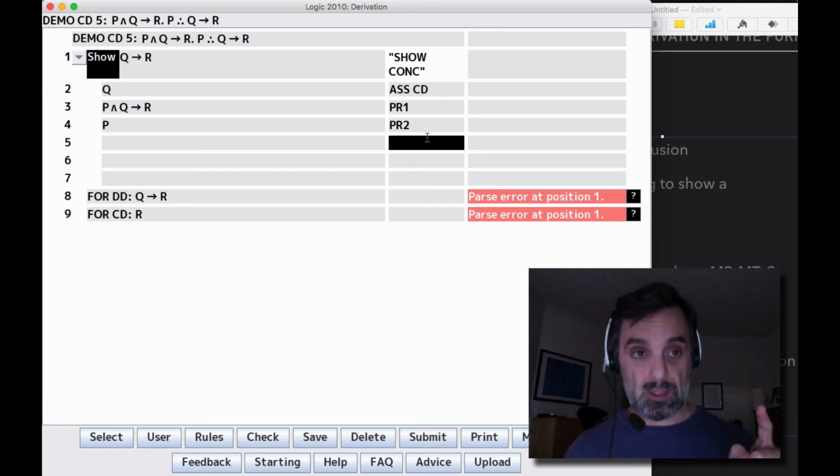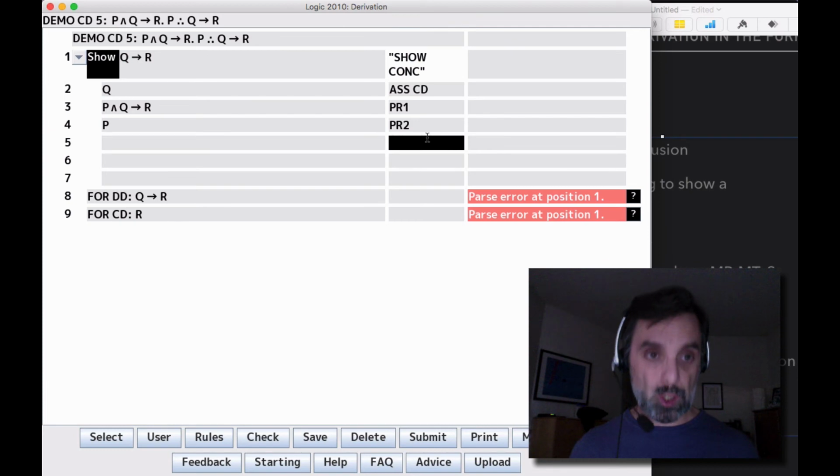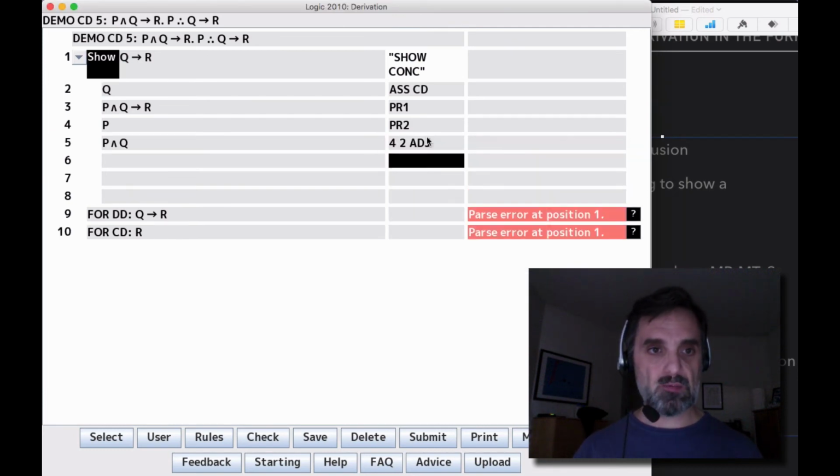And the answer is, well, let's look. So we have line 3, that's our conditional, and then we have two other lines, line 2 and line 4. And on line 2 we have Q, and on line 4 we have P. Oh, those are the components of P and Q, so we can put them together to make P and Q. We can say 2, 4 ADJ, that gives us P and Q. Good. P and Q is what we want for modus ponens with line 3.